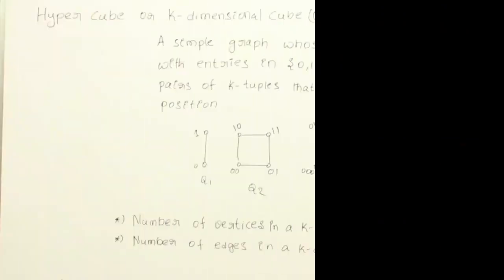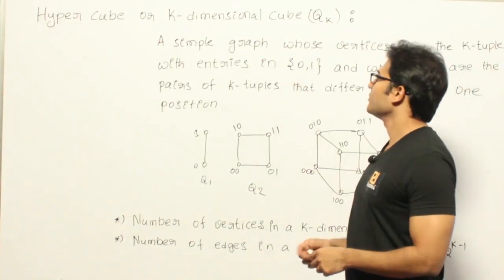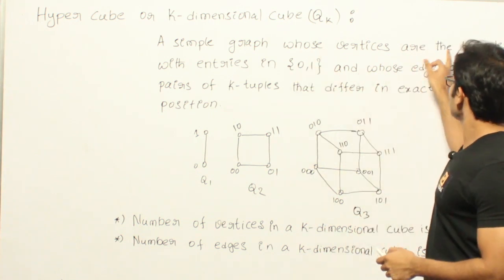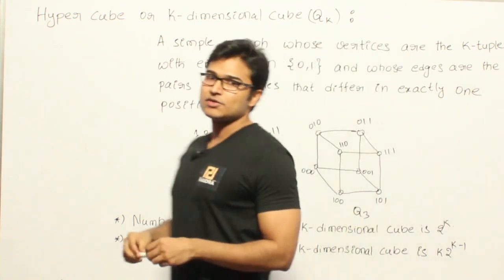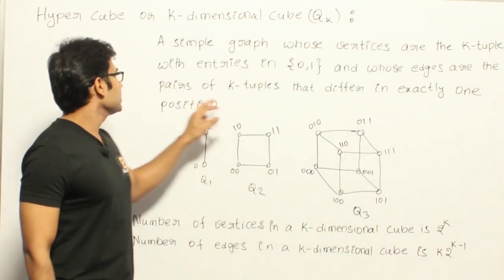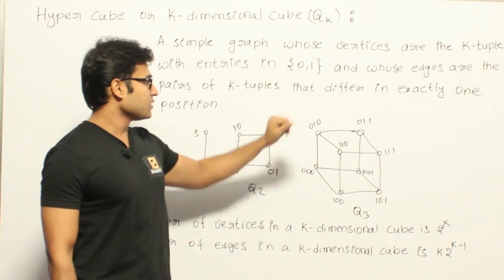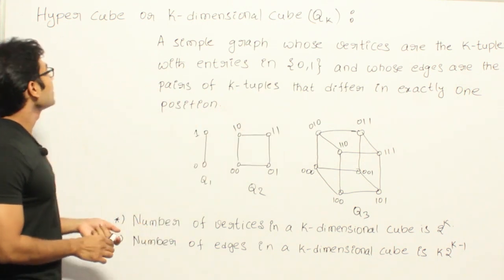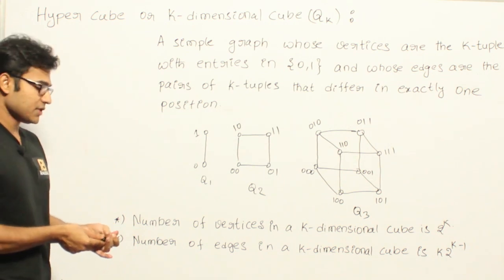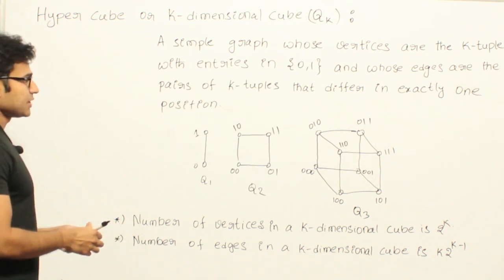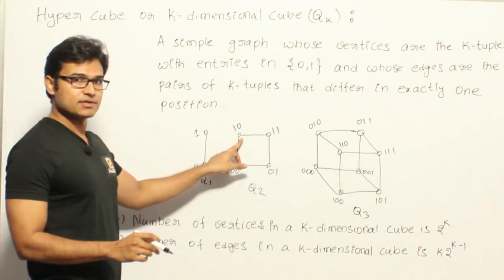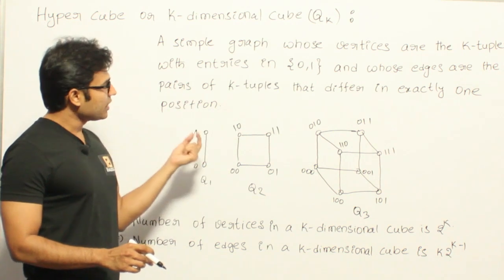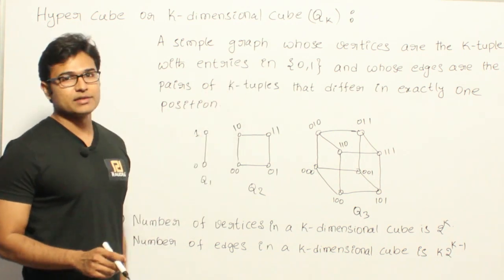Okay, fine. Now let's see this concept of hypercube or k-dimensional cube, Qk. A simple graph whose vertices are the k tuples with entries in 0, 1 and whose edges are the pairs of k tuples that differ in exactly one position is called a k-dimensional cube or hypercube. So what they mean to say is, you are supposed to represent each vertex as a tuple of 0s or 1s, right? Now how big that tuple should be depends on what k is, right?